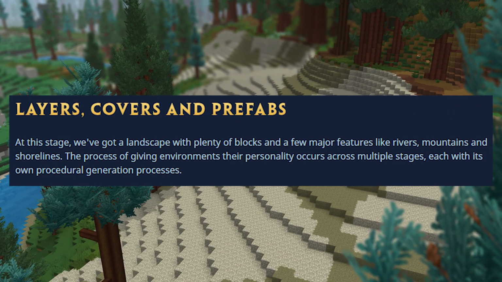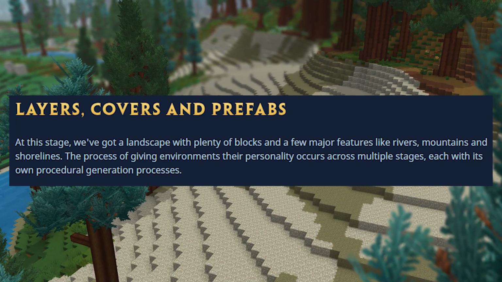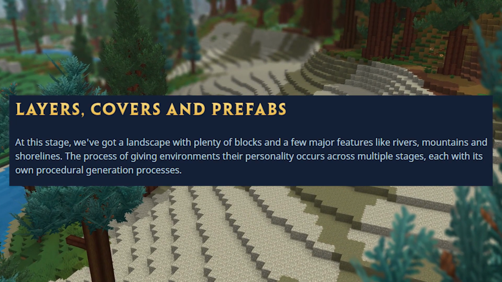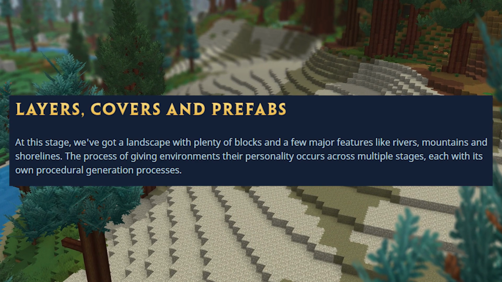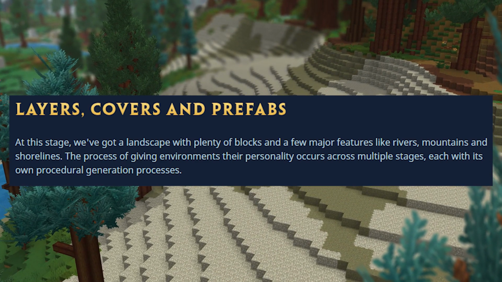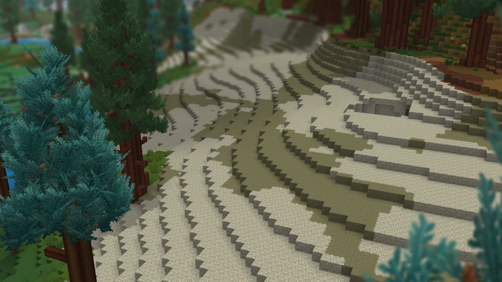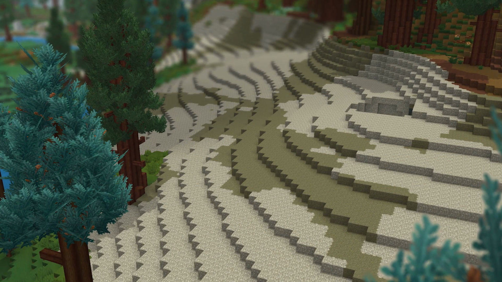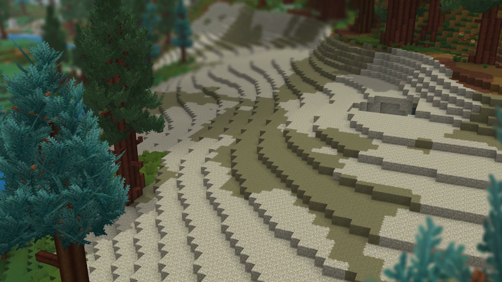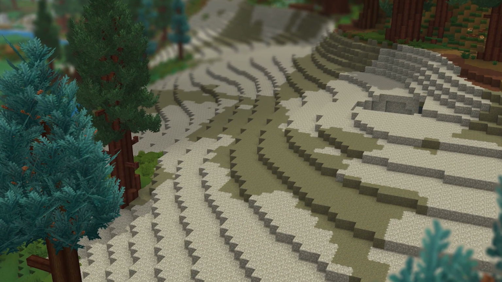Prefabs, I love me some prefabs, guys. You guys know that. At this stage, we've got landscapes with plenty of blocks and a few major features like rivers, mountains, and shorelines. The process of giving environments their personality occurs across multiple stages, each with its own procedurally generated processes. So there's actually a really cool picture here, and in the image it says plants and vegetation removed for demonstration purposes. It's just to show how the generation works on the ground.